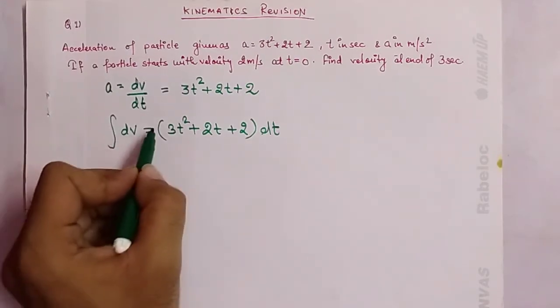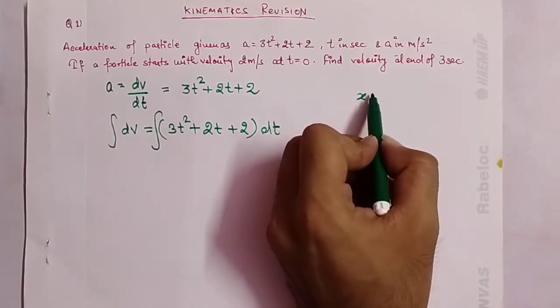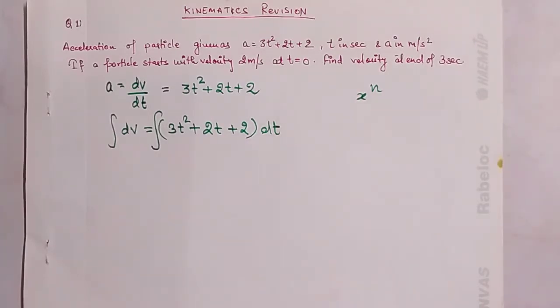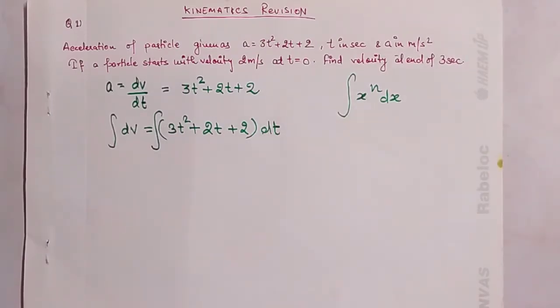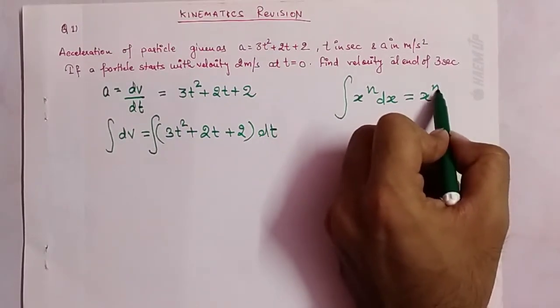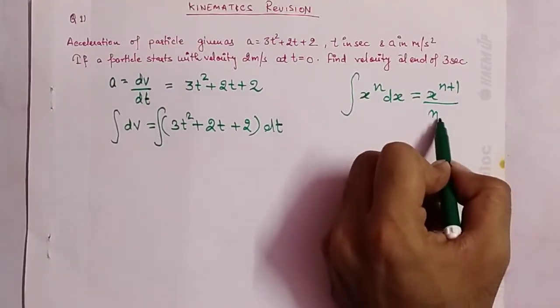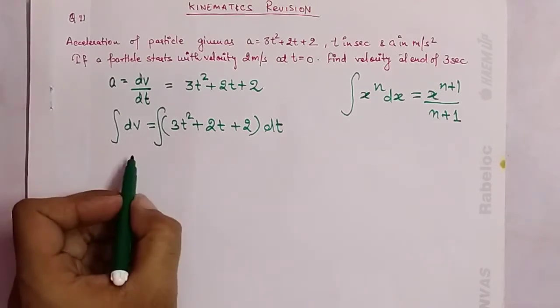So let's use the symbol of integration. The basic form that we will use is the algebraic method of integration. What is that formula that I told you: if we have x to the power n and you want to integrate it with respect to dx, then it can be written as x to the power n plus 1 upon n plus 1. All right, so this is the method to do the integration, and we will follow the same procedure.